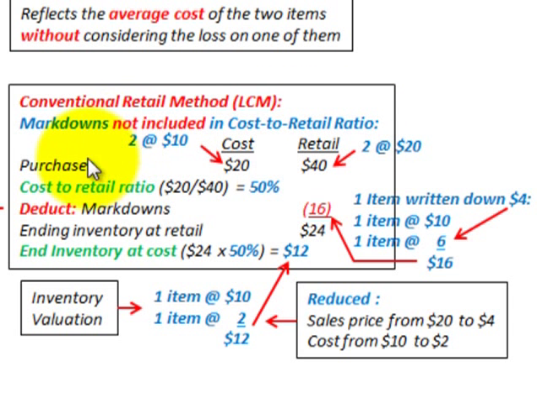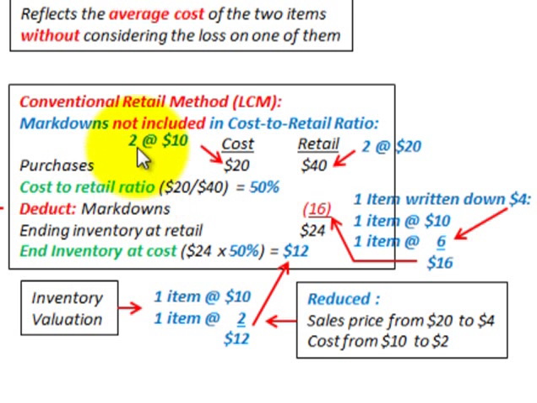So again, same example, we have the purchases here, cost of $20, that was two at $10 each, and then our retail price here was two at $20 each, or $40. So now we can go directly here, and for this conventional retail method, we calculate our cost to retail ratio. Just our cost of $20, divided by the retail price of $40, and I get our cost to retail ratio of 50%.